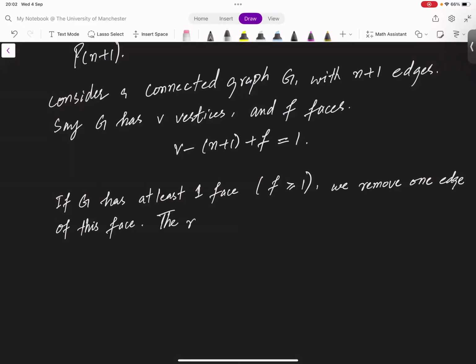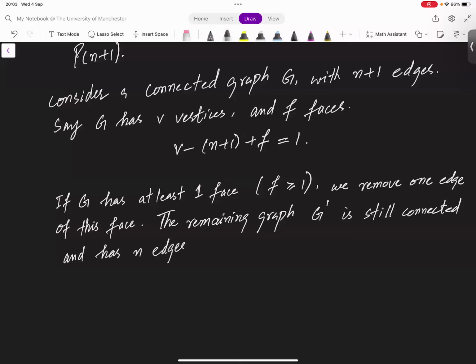The remaining graph G prime is still connected and has n edges, V vertices and F minus 1 faces.